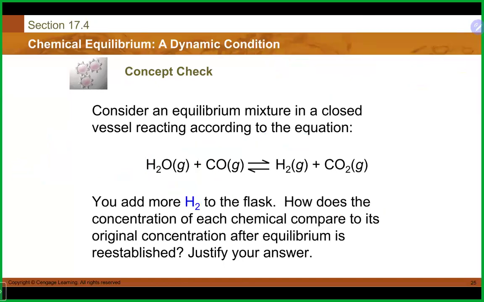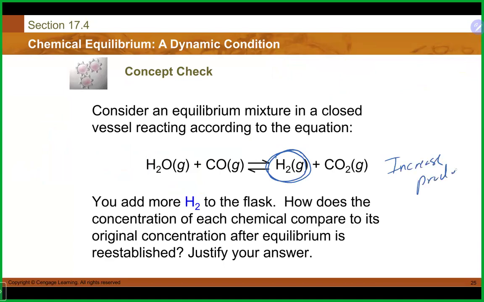Now, if we take a look at the exact same reaction, but in this particular case, we decide we want to add some H2 to it. When we add some H2, that is a product over here. And what that's going to do is increase the products.